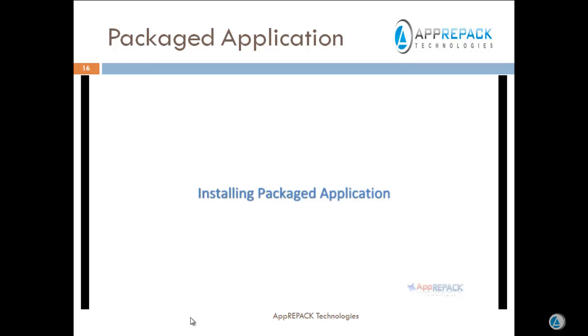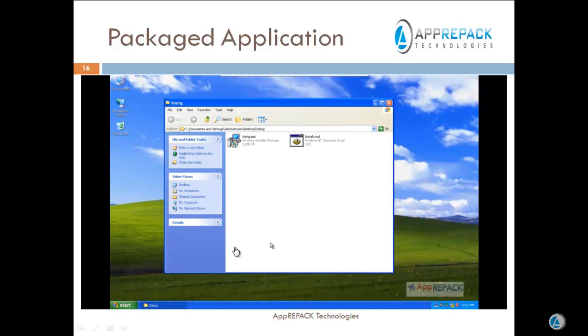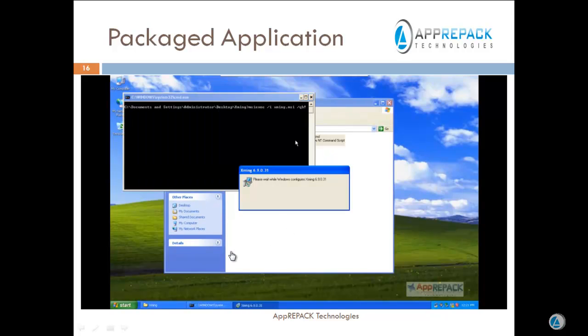Now let's see how a packaged application installation will appear. The packaged application is the MSI file, and the command to run the MSI file is inside the install.cmd file. So the administrator simply triggers the install.cmd and waits for the installation to complete. Installation is started. You can see the status of installation with the progress bar. The user doesn't need to provide any input.